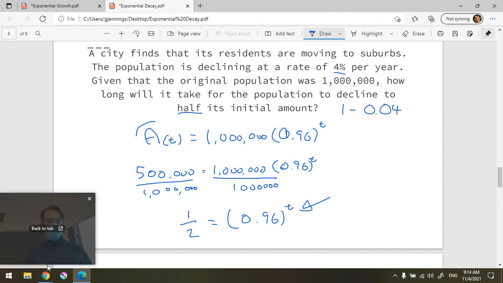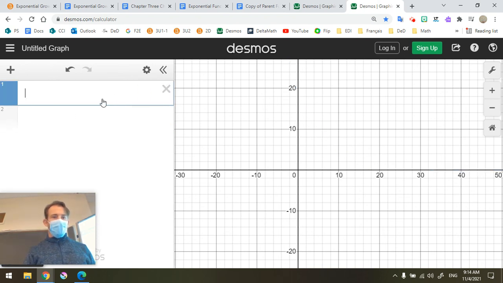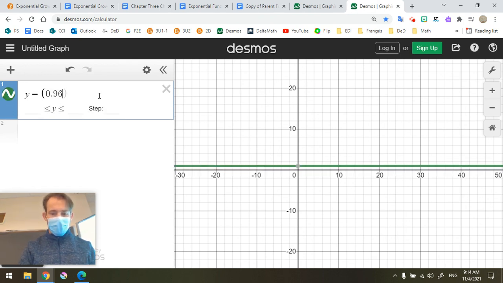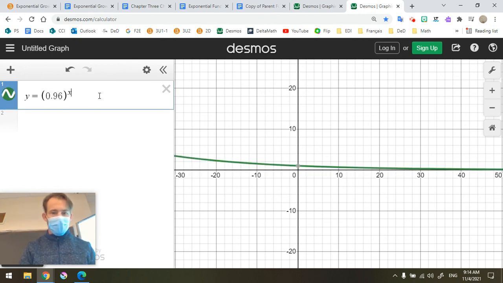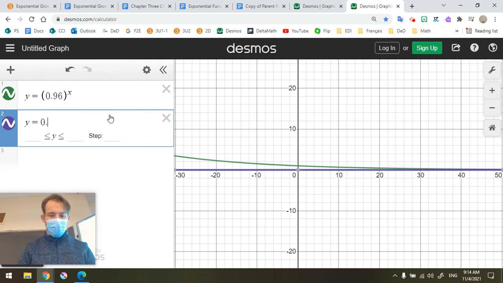So I'll go to a fresh Desmos tab. I know that y is equal to, and I could put in a million here, but I showed you that I don't really need to, 0.96 raised to the power x. And then I want to know where that hits a half. So y is equal to 0.5. Okay? And then there it is right there.